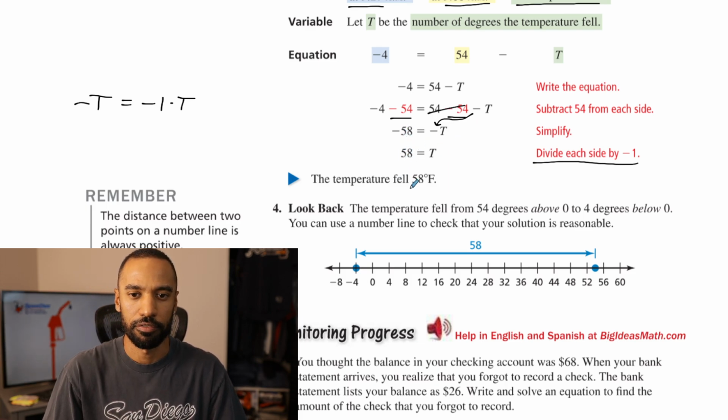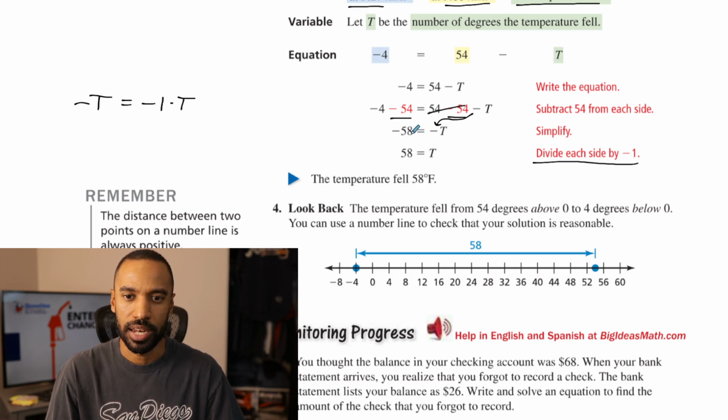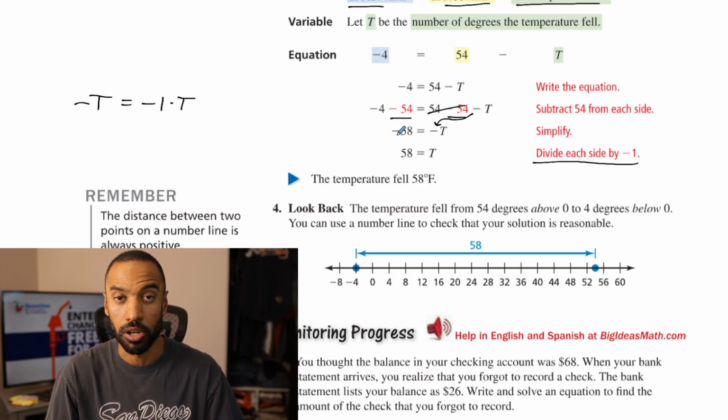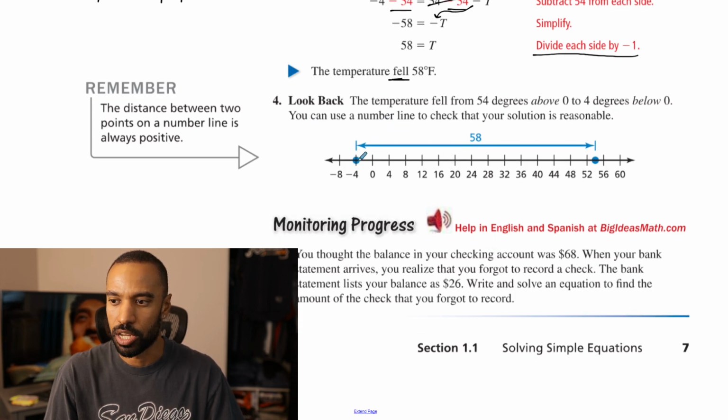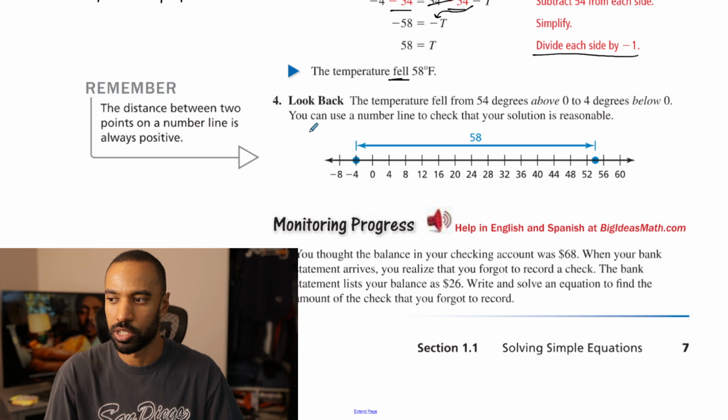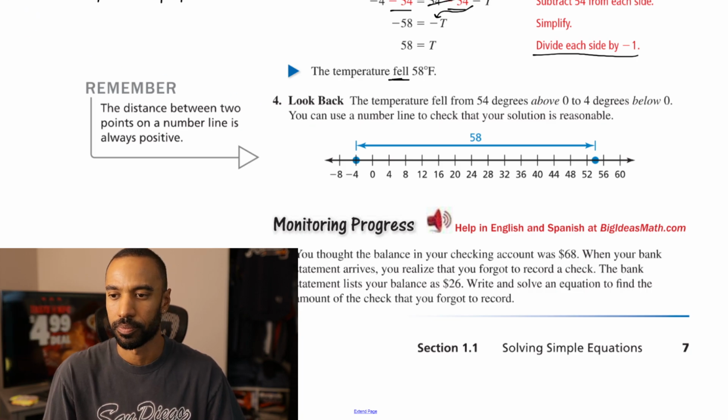So the temperature fell 58 degrees. You might use the -58 as a representation of falling temperature, but the minus was already there for that. So let's just make it positive, make sure that we understand that we need to state it has fallen that amount from there. They could also use a number line to double check that that's the distance from -4 to positive 54. That's up to you to do.